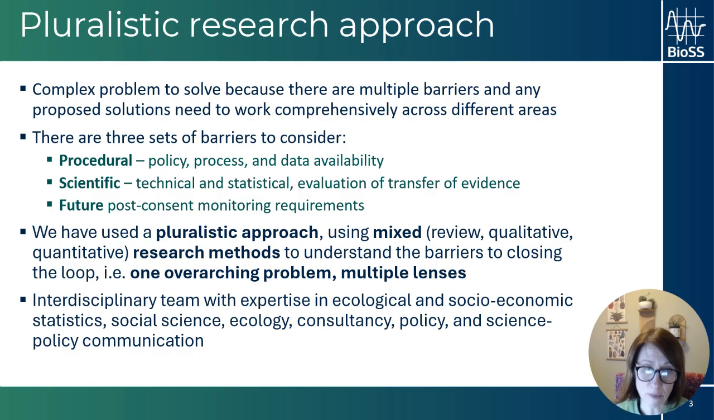However, this is a complex problem to solve because there are multiple barriers, and any proposed solutions need to work comprehensively and cohesively across many different areas. The 3 sets of barriers that we're considering in this project are procedural, which are policy, process and data availability; scientific, which are technical and statistical, including the evaluation of transfer of evidence; and also future post-consent monitoring requirements.